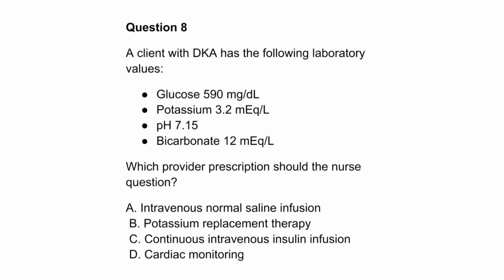Question 8. A client with DKA has the following laboratory values: glucose 590 mg per deciliter, potassium 3.2 milliequivalent/L, pH 7.15, bicarbonate 12 milliequivalent/L.